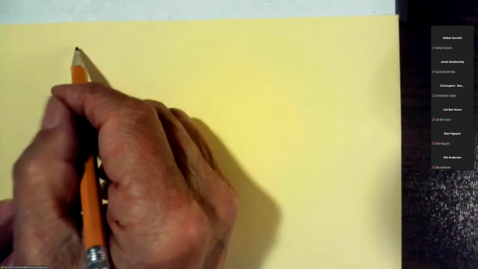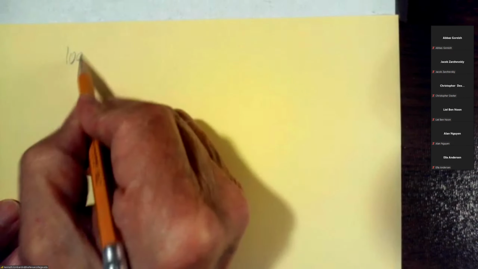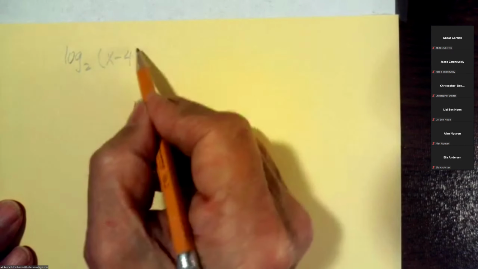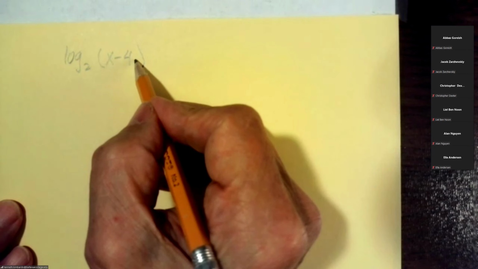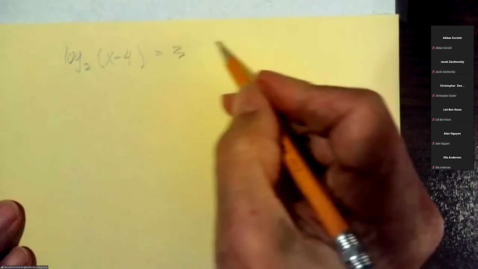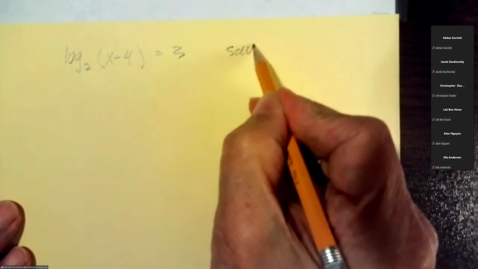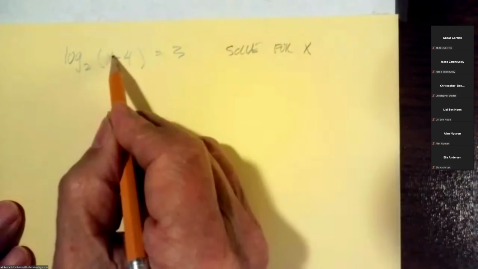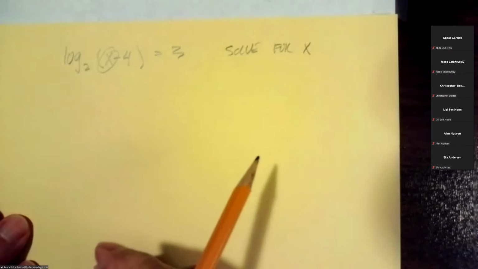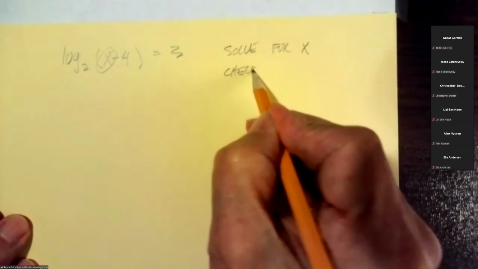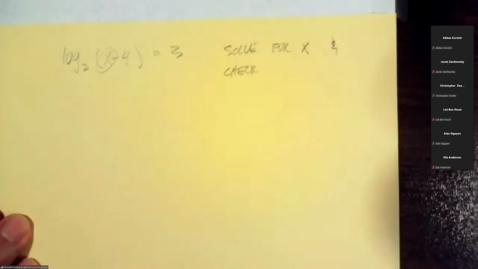Let's say we have log base 2 of x minus 4, and we set that equal to some value, say 3, and we want to solve. We're solving for x, aren't we? It's the only unknown. Let's solve and check our answer. How about that? Solve for x and check your answer.